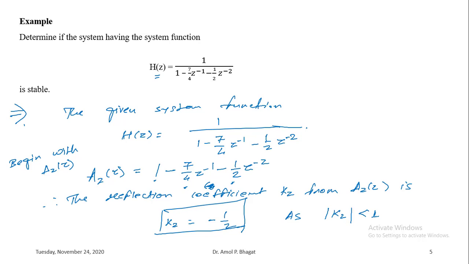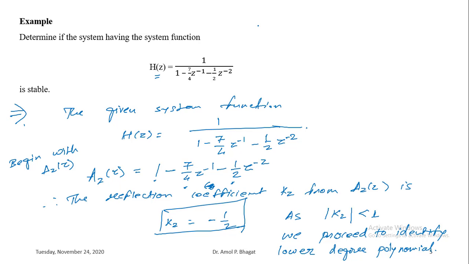Okay, so as mod k2 is less than 1, we proceed to identify the lower degree polynomial. So the lower degree polynomial will be a1 of z, that is nothing but am minus 1 of z. But to get this a1 of z, we should know the reverse order polynomial, that is bm of z.